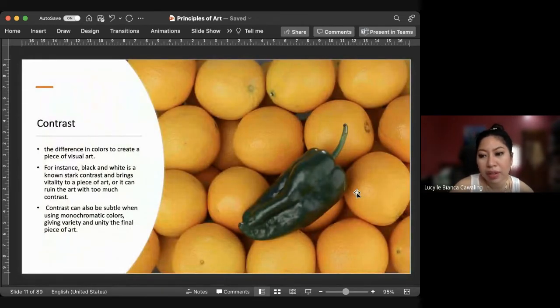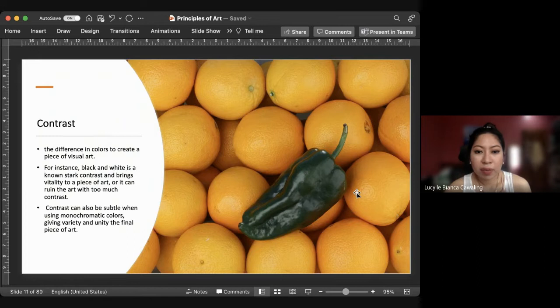And then you also have contrast. Contrast refers to the color or how the effects of light appear in the composition. It is not only in colors, but the contrast can also appear in the size, the proportion, and other things, and through the space as well.